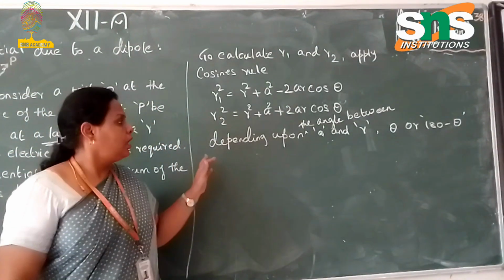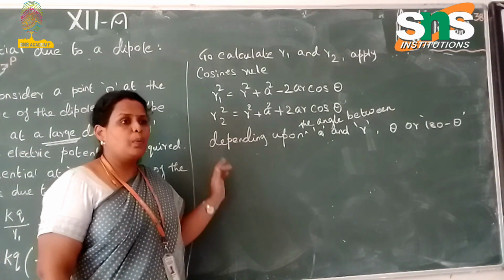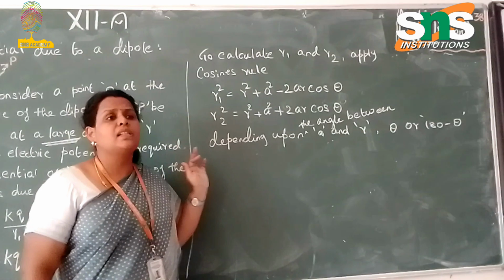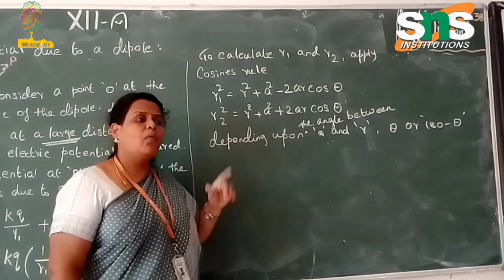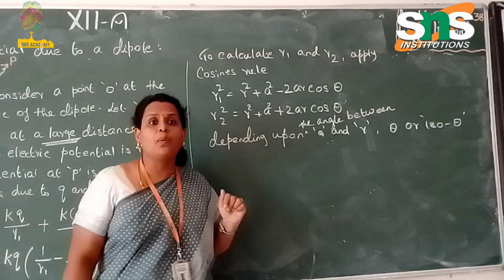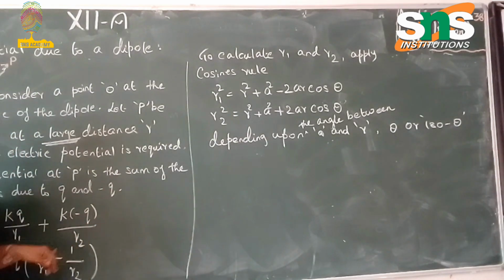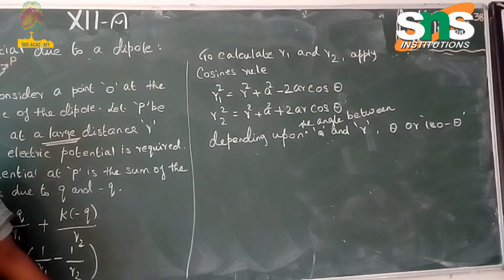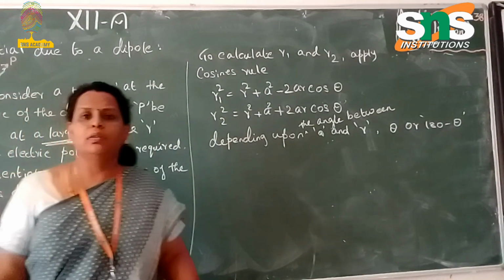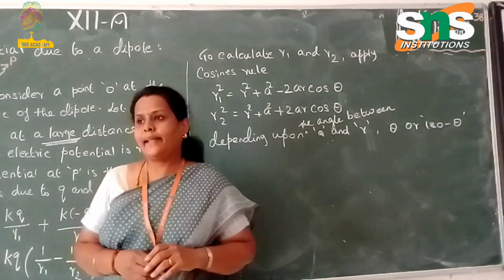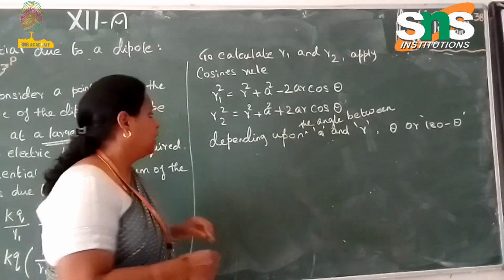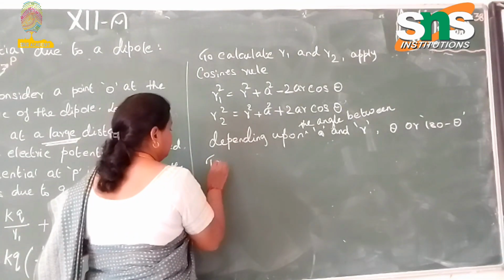So now I am going to find R1 and R2, but here it is R1 square and R2 square. What can I do for finding R1 and R2? According to the formula I have to find R1 and R2. What can I do? Taking the square root. Very good.